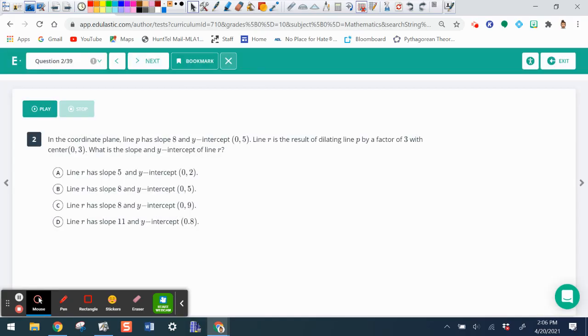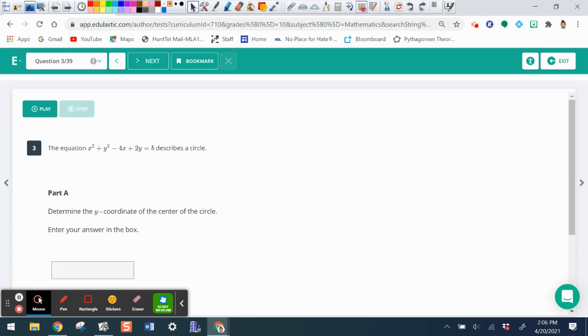Oh, I see it actually wants me to select that. I don't know why I didn't think to do that there. Number 3 says the equation x squared plus y squared minus 4x plus 2y equals b describes a circle. Part A: determine the y-coordinate of the center of the circle and enter your answer in the box.